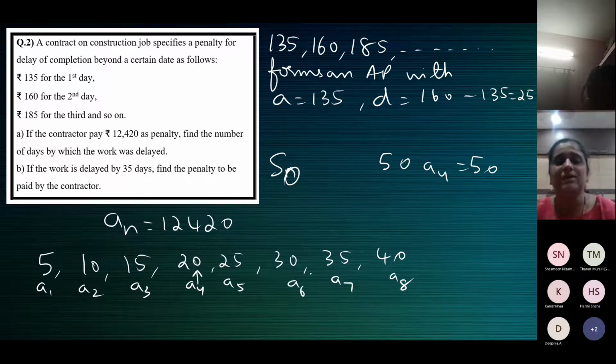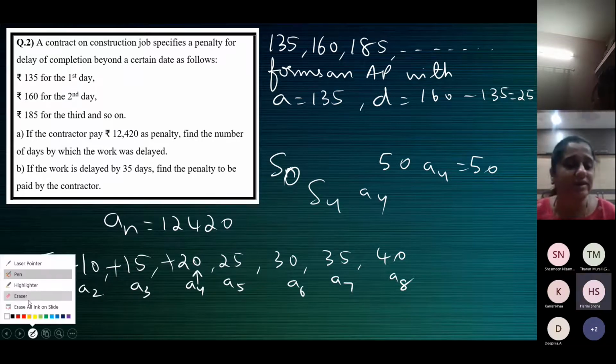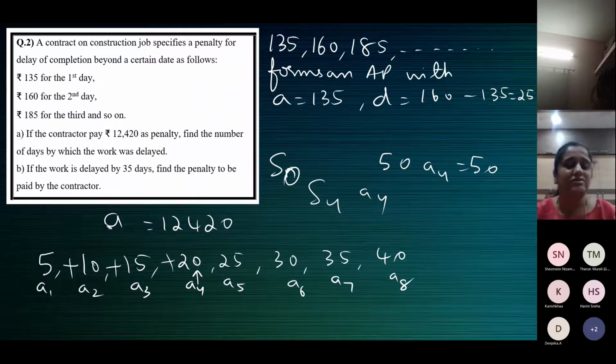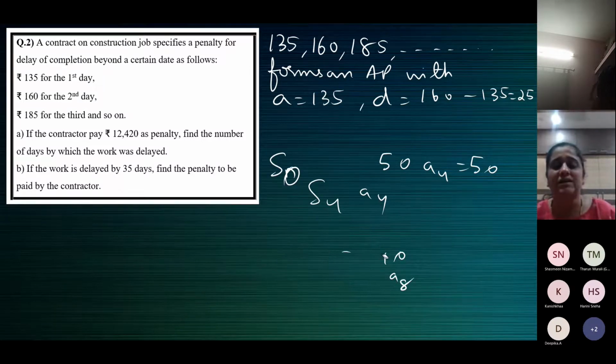See, every term in the AP tells you the penalty only for one day, that particular day. But the penalty is the total. Now, if you delay the work by 4 days, the penalty is 5 plus 10 plus 15 plus 20. That means it is S4, not A4. So similarly here, 12,420 is SN, not AN. It cannot be AN. AN means a penalty for one particular day. SN is the total.